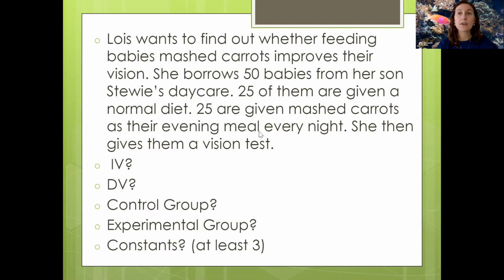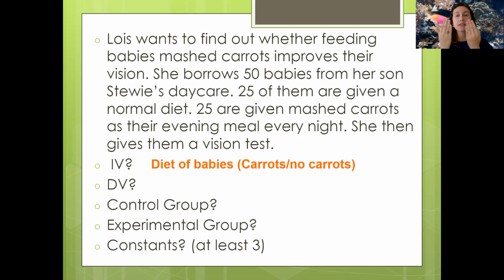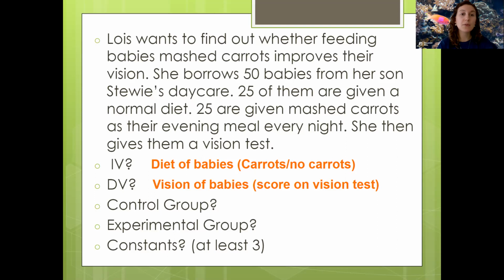What is my independent variable? What is being changed or what is different between my groups of babies? That's going to be the diet of the babies, right? Carrots versus no carrots. That's the only difference between these groups of 25 babies. The dependent variable, what results and what actually comes about, what am I measuring as a result of the independent variable? That's going to be the vision. So that's going to be my measurable results of the experiment.